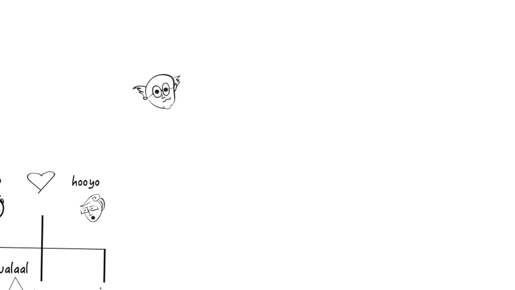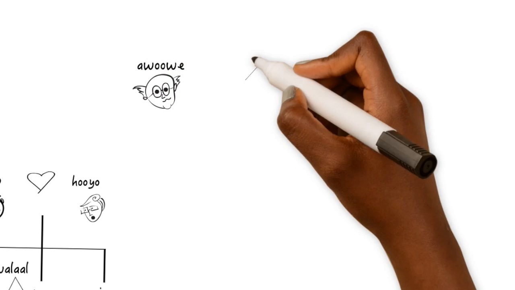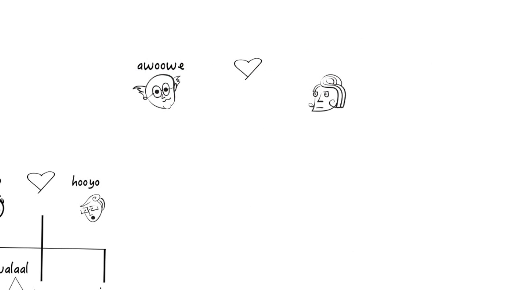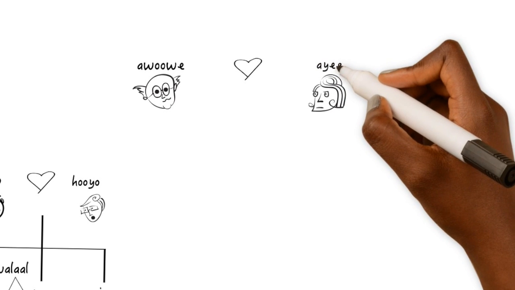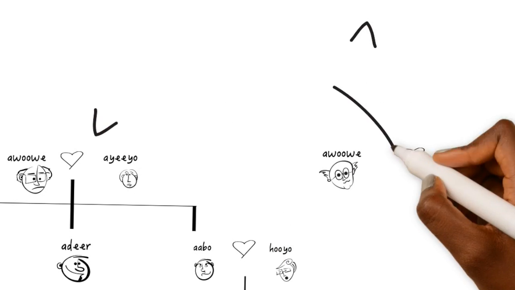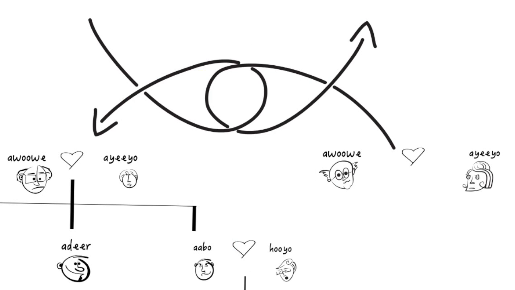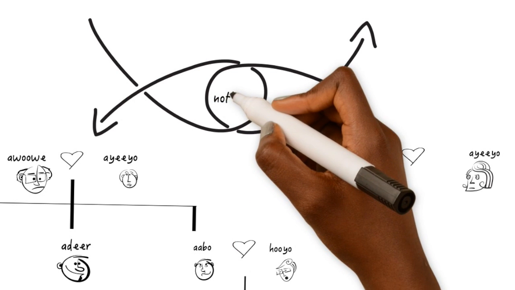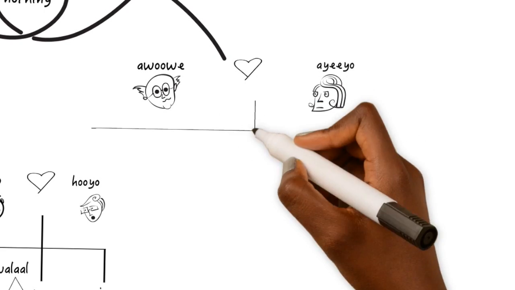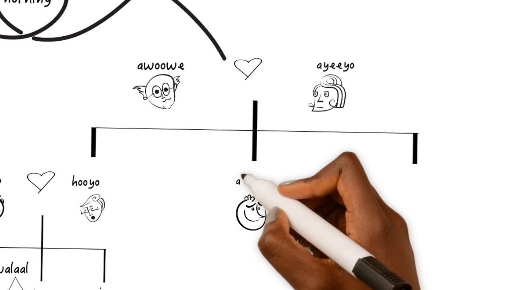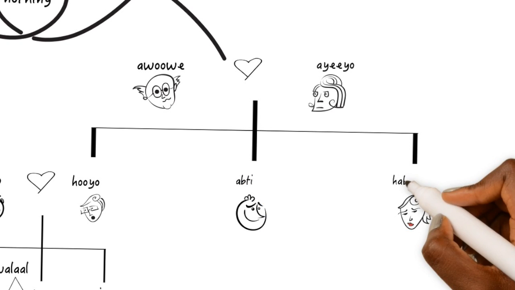My mother's father is Awowe, and my mother's mother is Ayeyo. Them two you can also just call them Abo and Hoyo. Unlike Swahili, the parents-in-laws don't call each other anything. Instead, they just call each other by their names. My mother's brother is Abti, and my mother's sister is Habariyar.